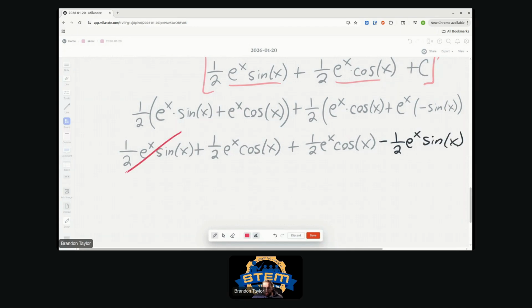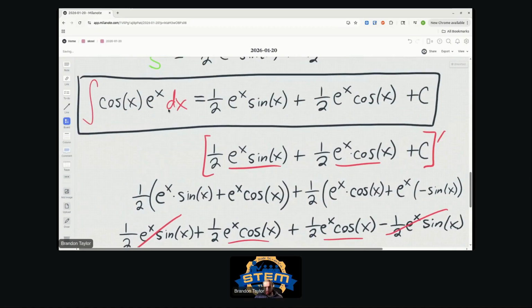Well, if you think about it, we have 1/2 e to the x sine of x minus 1/2 e to the x sine of x. So those cancel out, and then we have basically the same thing, just 1/2 of that thing plus another half of that thing. That's just one of that thing, or in other words, e to the x cosine of x. That is what we started with.